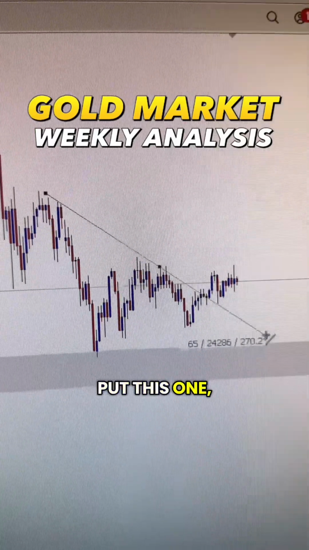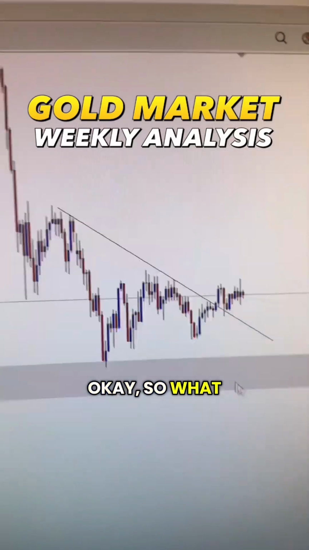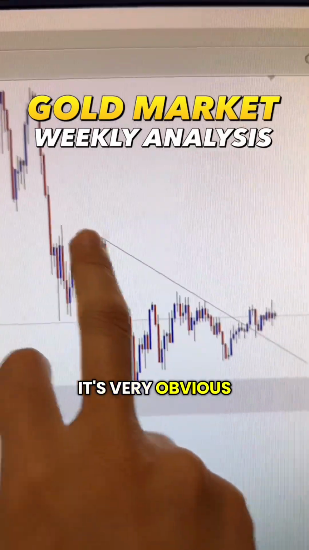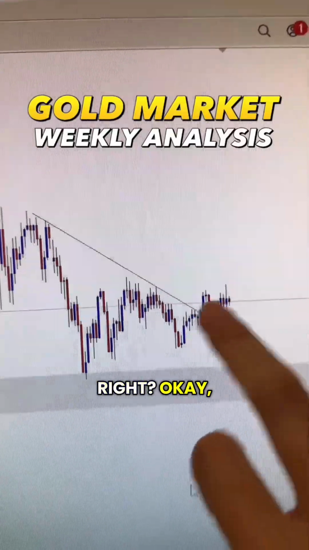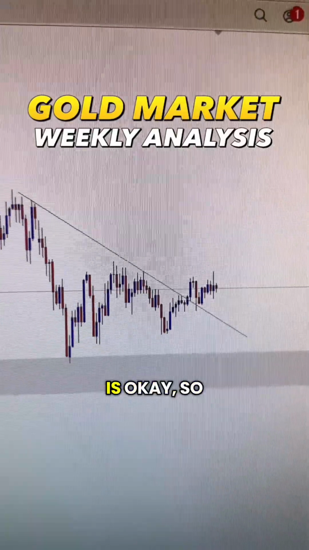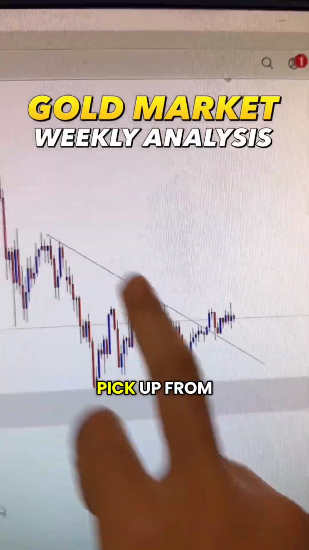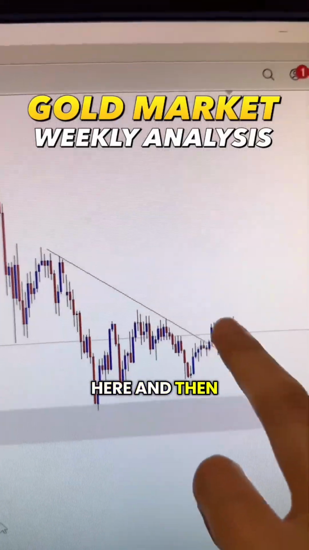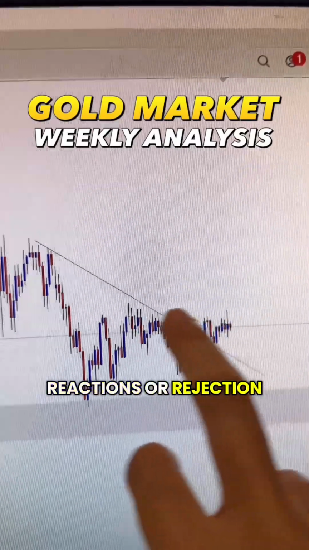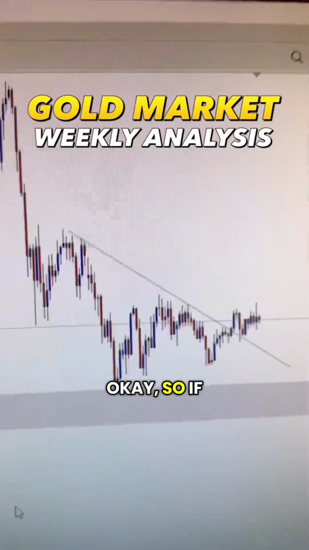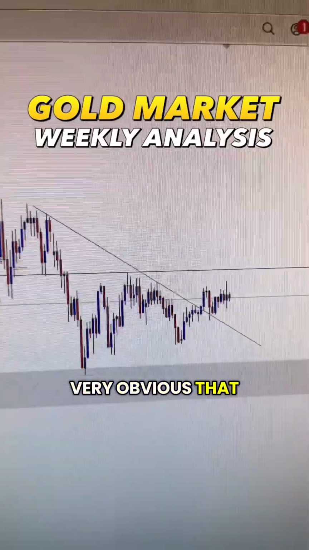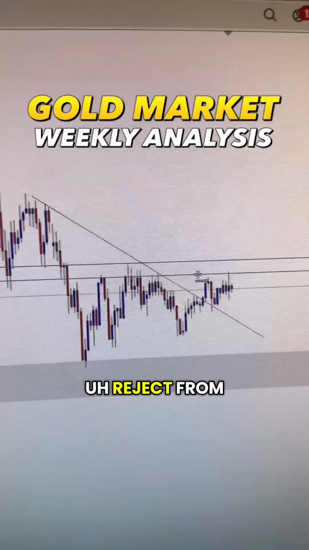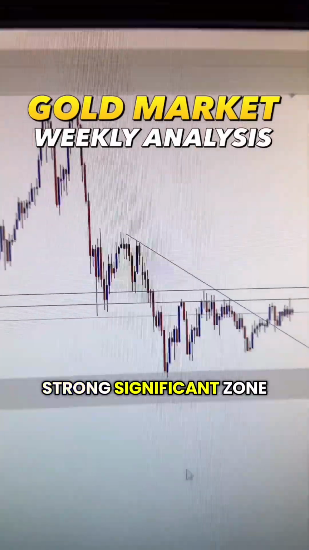If you go to H4 and put this trend line over here, what can you see? It's very obvious that Gold eventually broke up from this trend line, and then had a reaction or rejection over this area. If we put this line over here, you can see very obviously that Gold is rejecting from this strong significant zone.